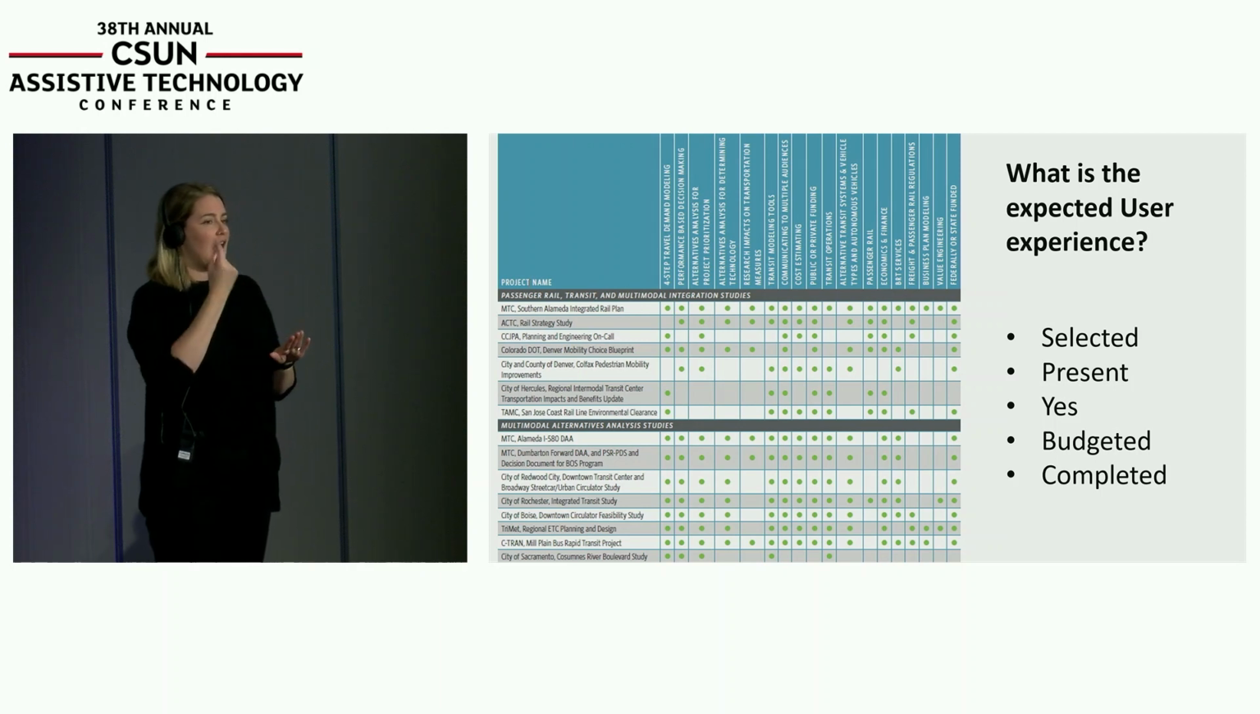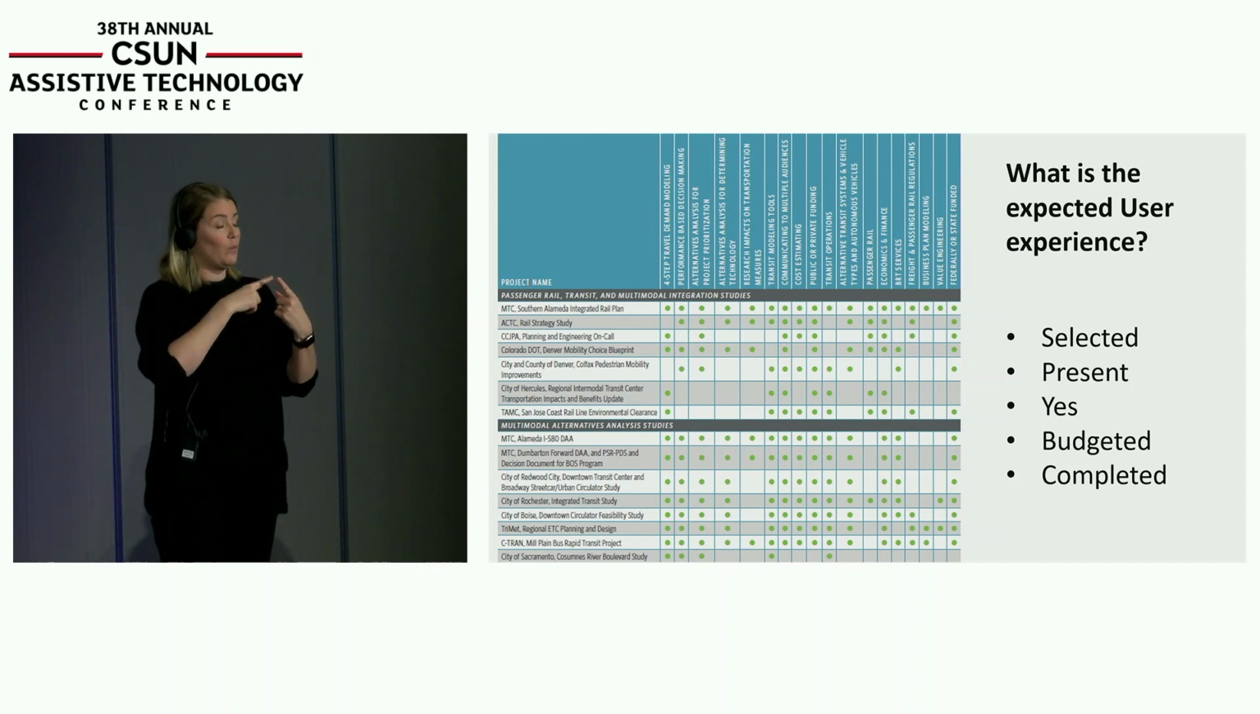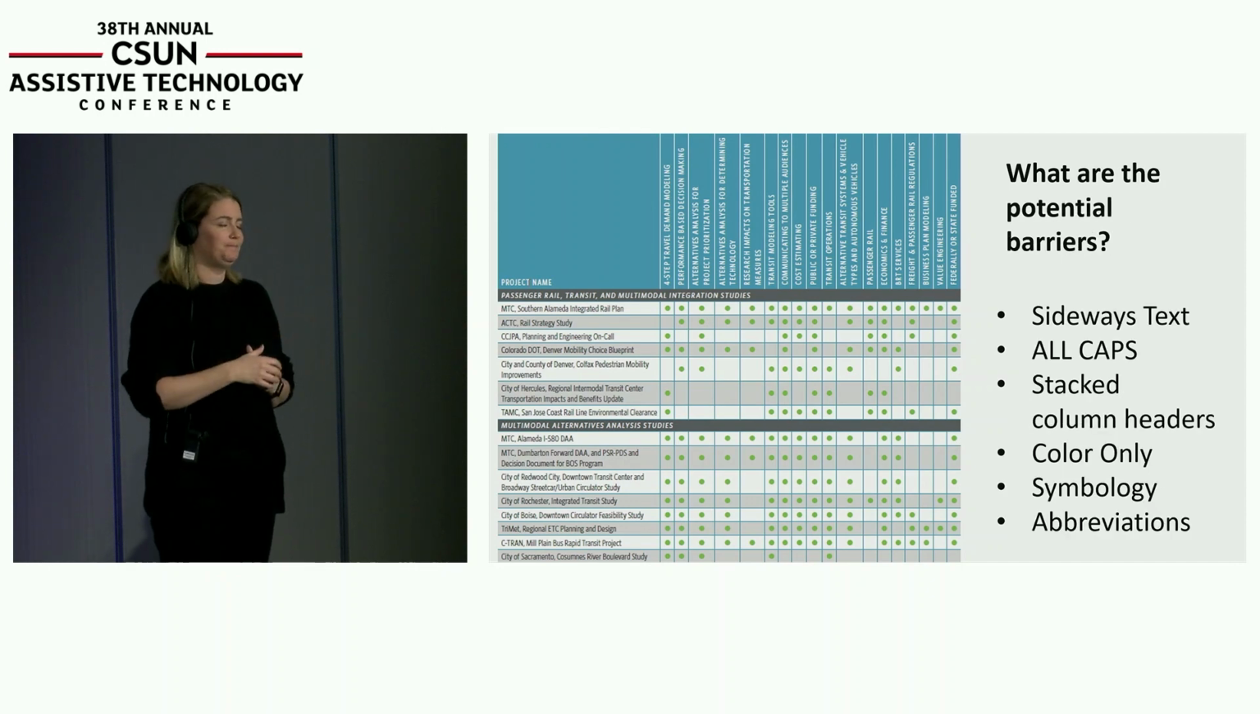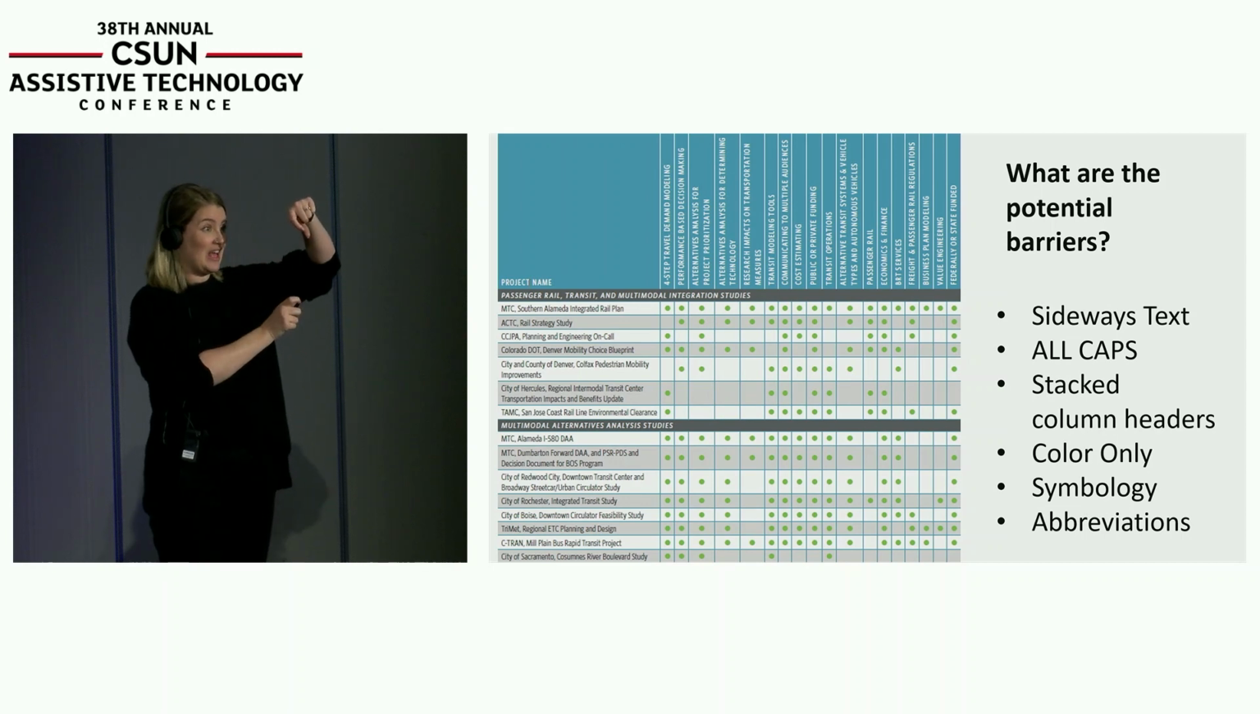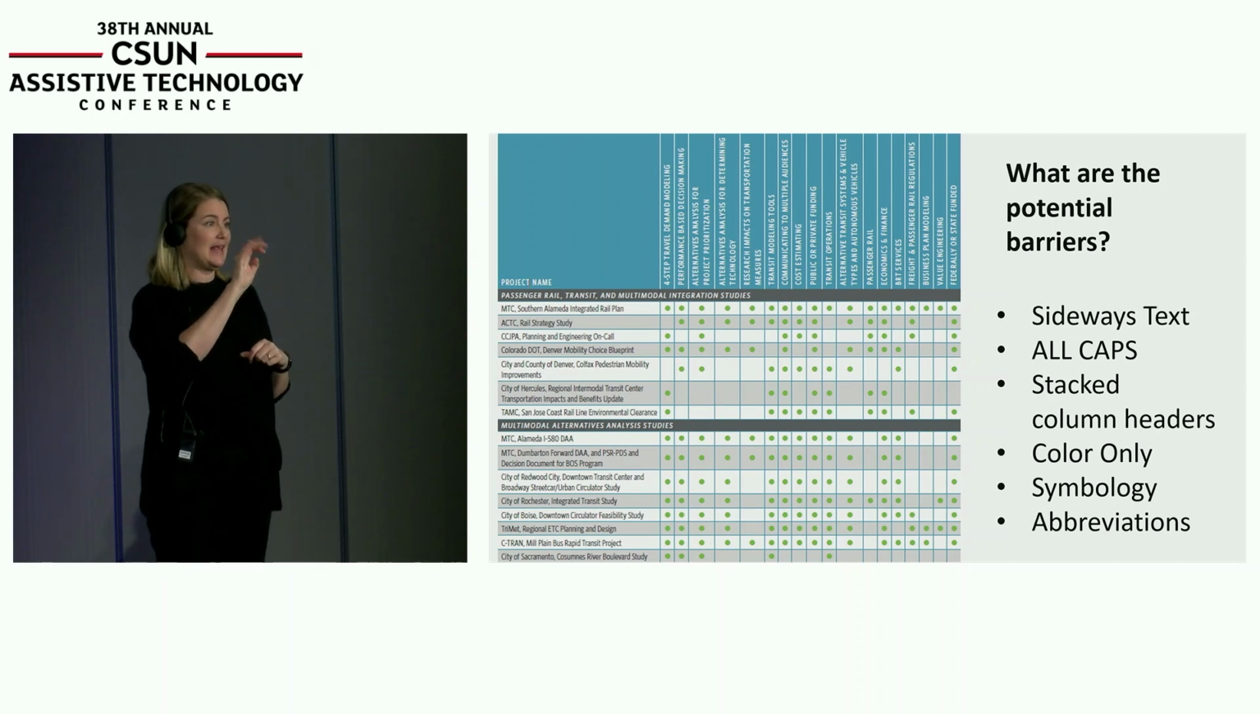Understanding the user experience, planning for how you're going to tackle the problem, so when you get there, you know what the solution is, right? We know that there's sideways text, and the text is in all caps. If I'm going to change this table, I probably want to change that to camel case because it's easier to read for everyone, not just people with cognitive differences, right?